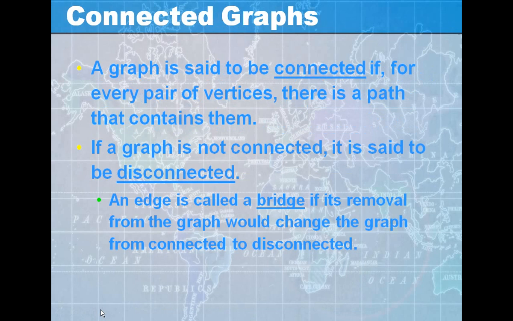A connected graph means that you can pick any two vertices on a graph, and you can get from one vertex to the other. There's no gap in the graph. Disconnected means that there are some two vertices that you cannot go from one to the other. An edge that, when you remove it, makes the graph go from connected to disconnected is called a bridge.